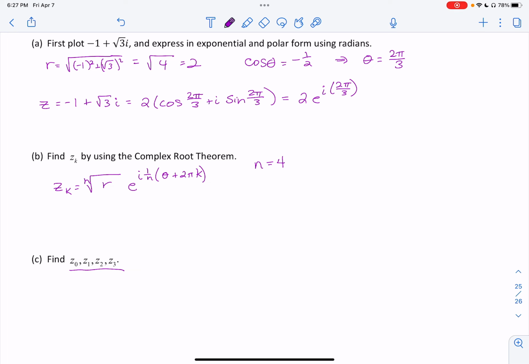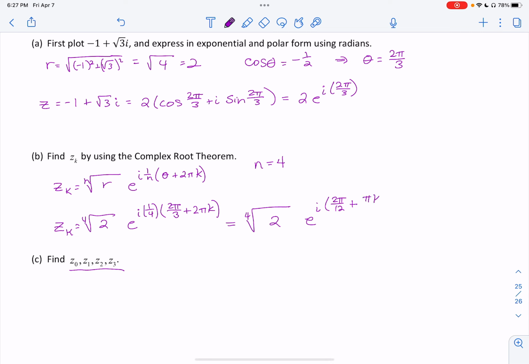All right, so let's sub in. I have z sub k is equal to the fourth root of 2, e to the i, 1 over 4, because I'm taking the fourth root. My theta is 2 pi over 3 plus 2 pi k. So this is all equal to the fourth root of 2, e to the i. I'm going to distribute that 1/4 just because I don't like it there. So I've got a 2 pi over 12 plus a pi k over 2.